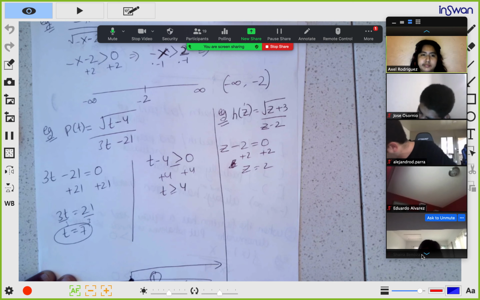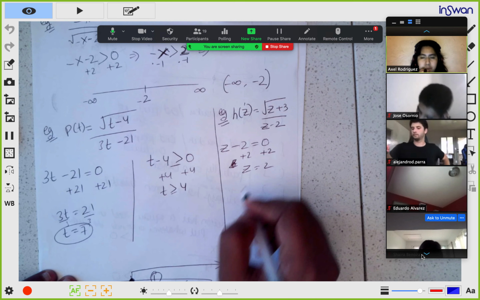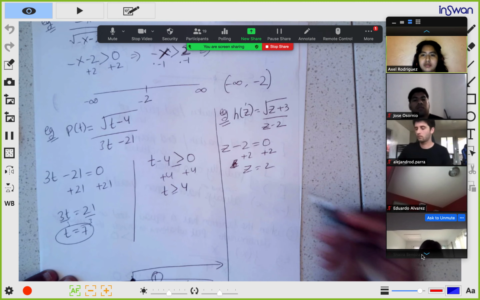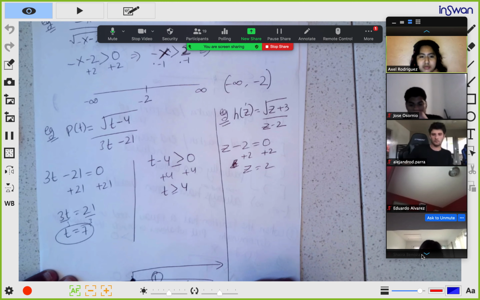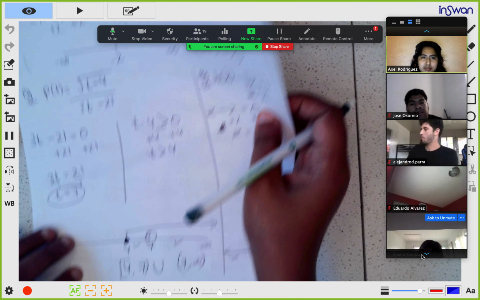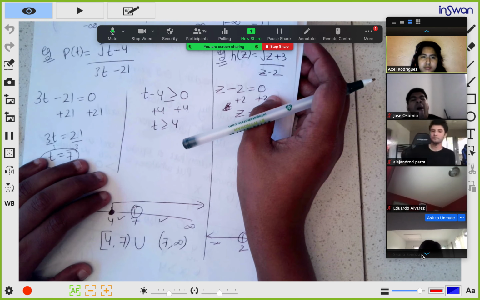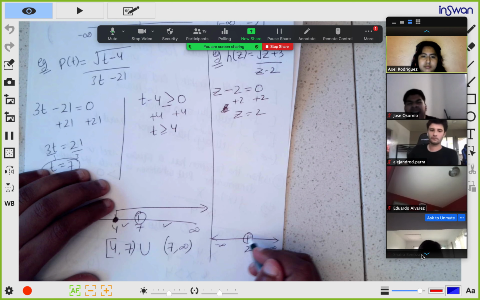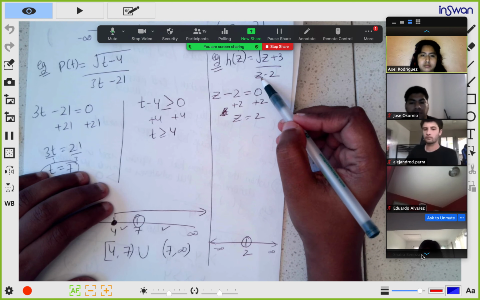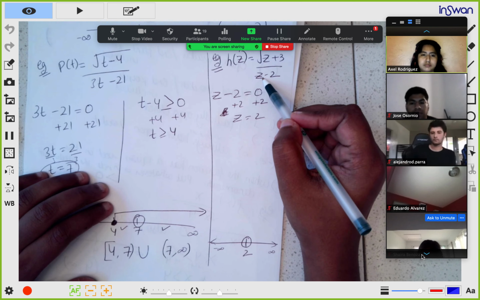Is 2 included in the domain or no? Pardon? Will 2 be included in my domain or no? Yes. It will be included in my domain? No. It won't be included in my domain. Since it won't be included, I'm going to make an open bracket here. The reason is, if I put 2 in my denominator, it will make my denominator 0, and I cannot let that happen. So it will be open.